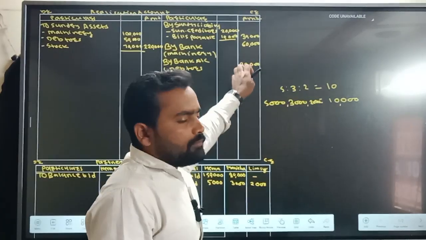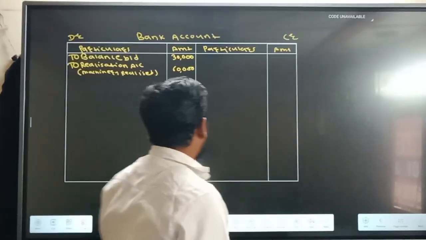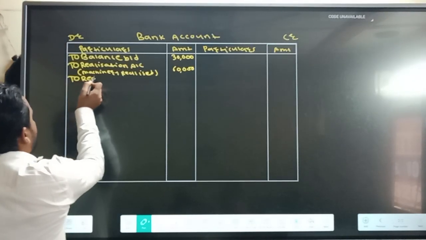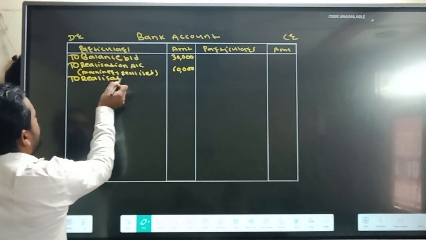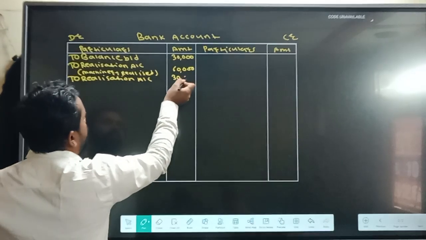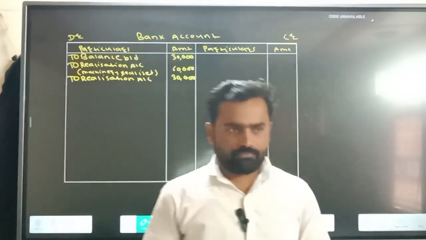So 30,000 comes into the business, meaning bank account debit and realization account credit. So the second effect is debit side to bank account, realization account, 30,000. Okay, every adjustment will have two effects.